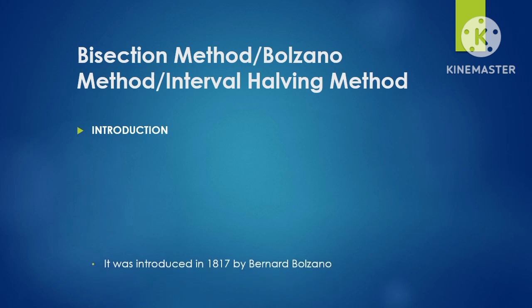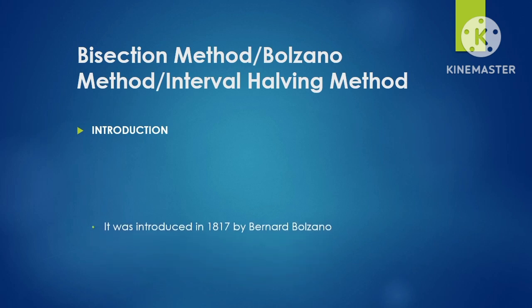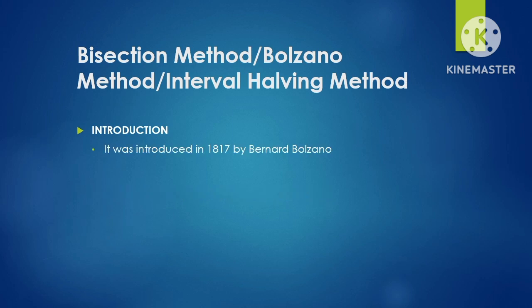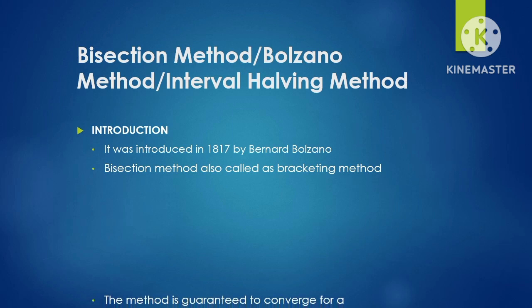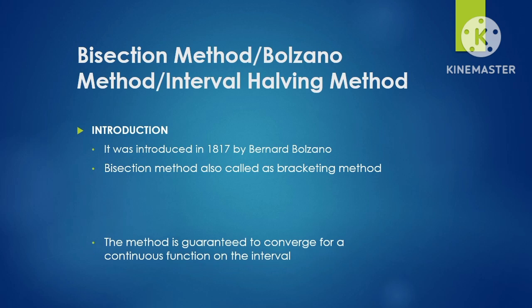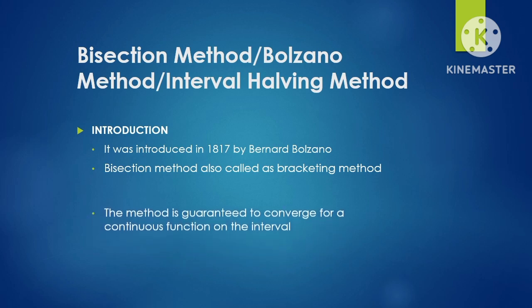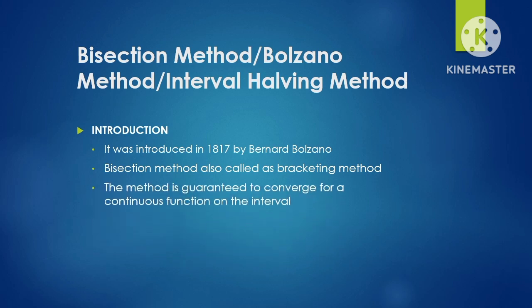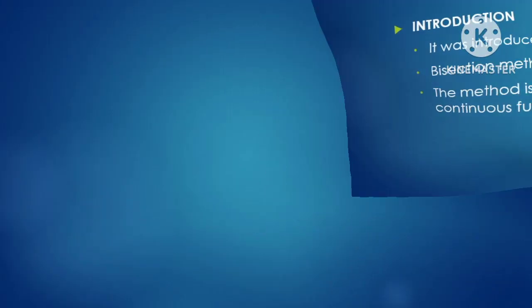Our today's topic is bisection method, which is also called Bolzano method or interval halving method. It was introduced in 1817 by Bernard Bolzano. It is also called the bisecting method. The method is guaranteed to converge for a continuous function on the interval. Basically, it's a root finding method which is used to solve nonlinear equations.